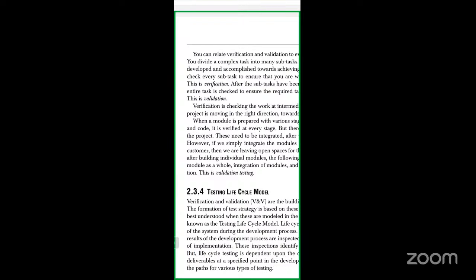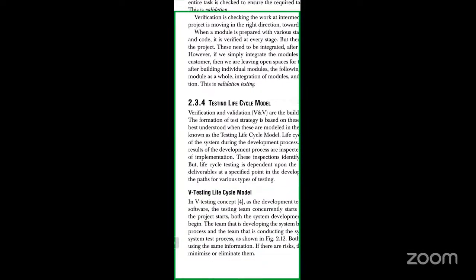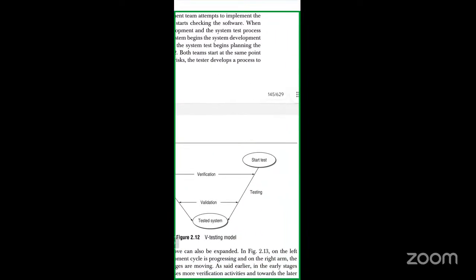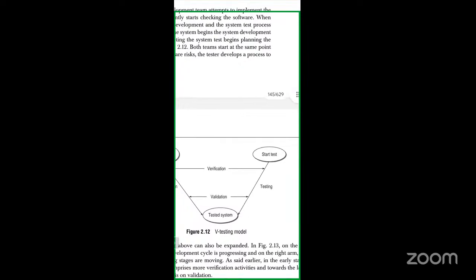Then we will conclude with the help of the testing life cycle model, that is the V testing life cycle model. The V testing model has your development phase, the tested system, and the starting of your testing, where we have the verification and validation, and we conclude with the verifications and validations. Then we will have the expanded V testing model, which includes each and every phase of the life cycle model.